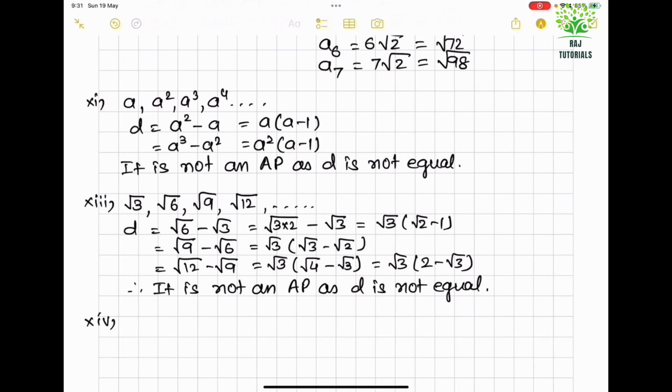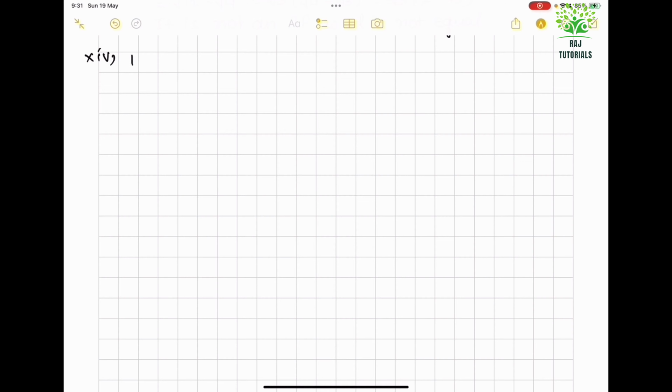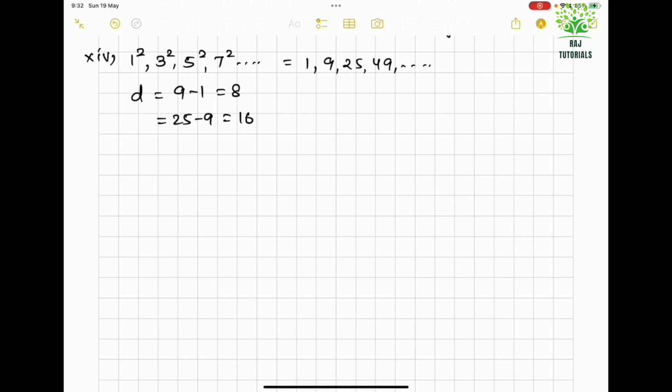Then the 14th, it says 1 square, 3 square, 5 square, 7 square. Or this I can write as 1, 9, 25, 49 and so on. So D will be 9 minus 1, that is 8. 25 minus 9, that is 16. Therefore, it is not an AP as D is not equal.